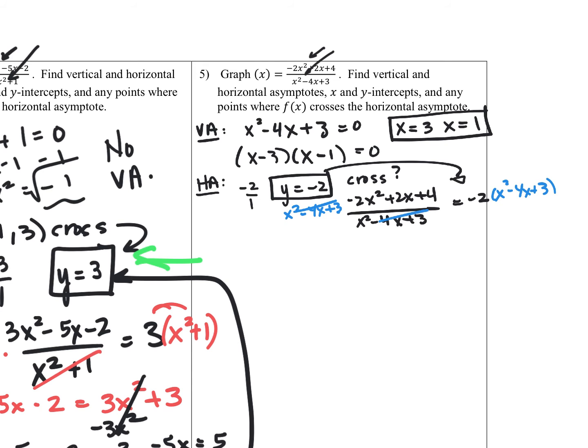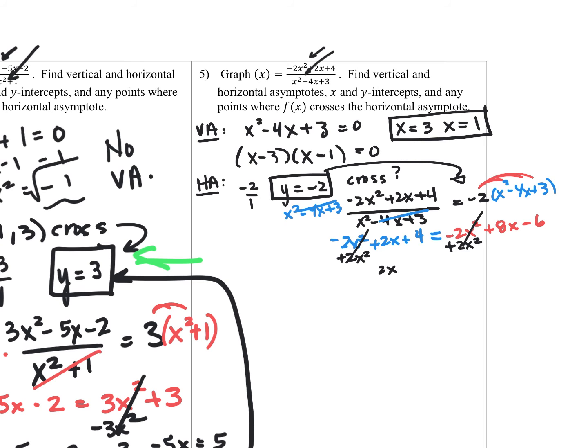And so on the left side, we're left with negative 2x squared plus 2x plus 4 equals, on the right side, if we distribute the negative 2, we're going to have negative 2x squared plus 8x minus 6. And again, I see x squareds on both sides, so I'm going to try and put those together. I'm going to move this minus 2x squared over, so that way those will actually cancel.